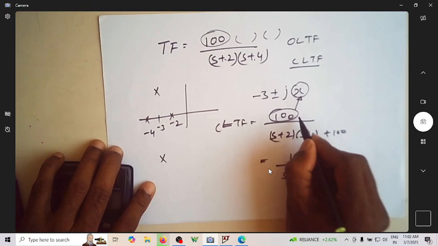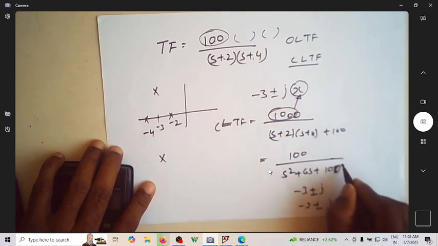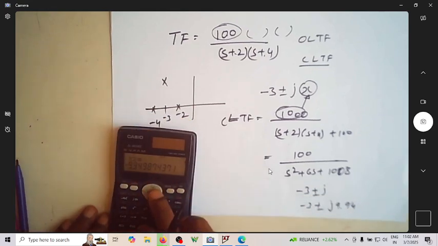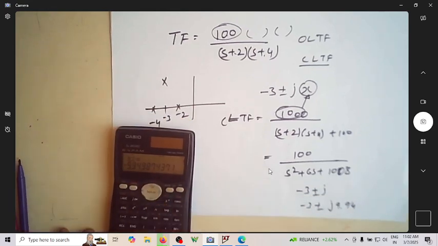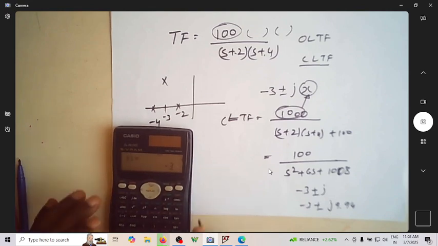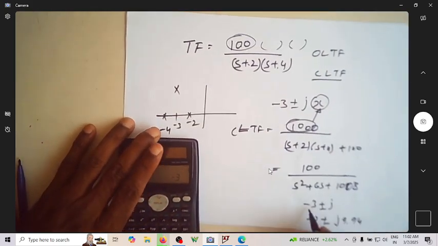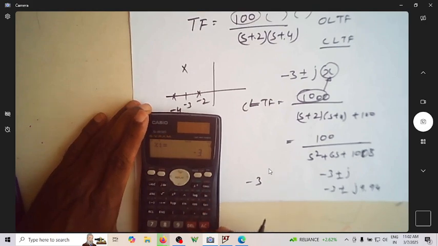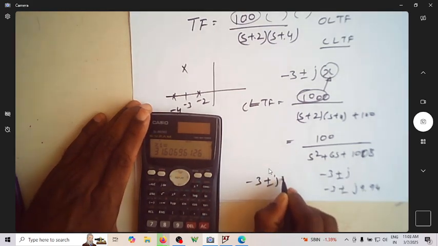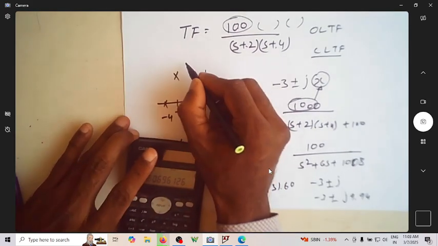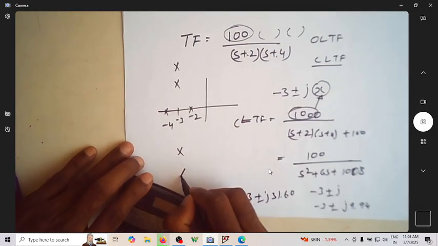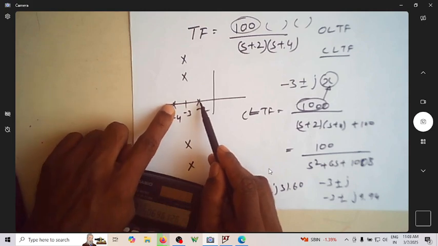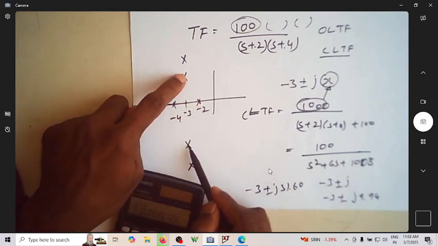If this value of 100 becomes 1000, then this becomes 1008. When that is 1008, you can see what happens. Suppose I make it 1008. What are the pole positions? Can you see this is still -3, but the imaginary part is plus or minus j 31.60. Can you see this is now moving out here? This is where the closed loop poles have come from the open loop poles.